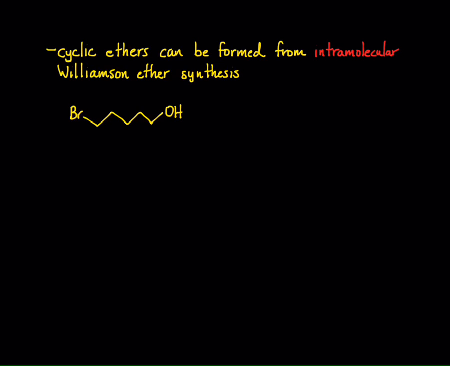I know alcohols are okay nucleophiles. They're not very good nucleophiles, but if I treat that alcohol with a base, let's say potassium hydroxide, even better yet, maybe sodium hydride, then I can remove that proton, and now I have an alkoxide. The alkoxide can attack the carbon with the leaving group, and now I'm going to form a ring, and that ring looks like this. So how do we go about trying to figure out the shape of that ring?